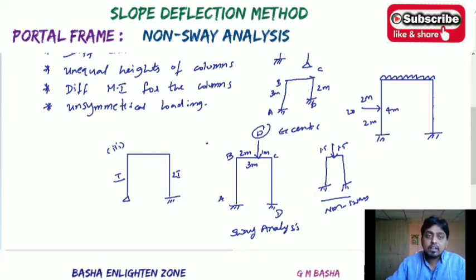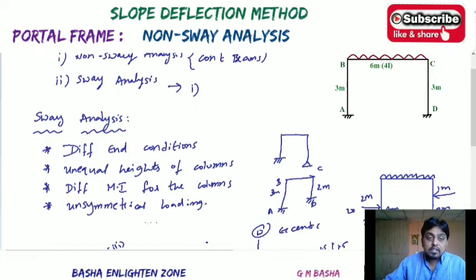At the same time, if there is another horizontal force acting at some other distance, like 3 meters by 1 meter, then at that time also the loading is in an unsymmetrical manner only. Here 20 and here 30. By seeing any frame, you first confirm whether the frame satisfies any one of the conditions, which means that frame will definitely come under the sway analysis.